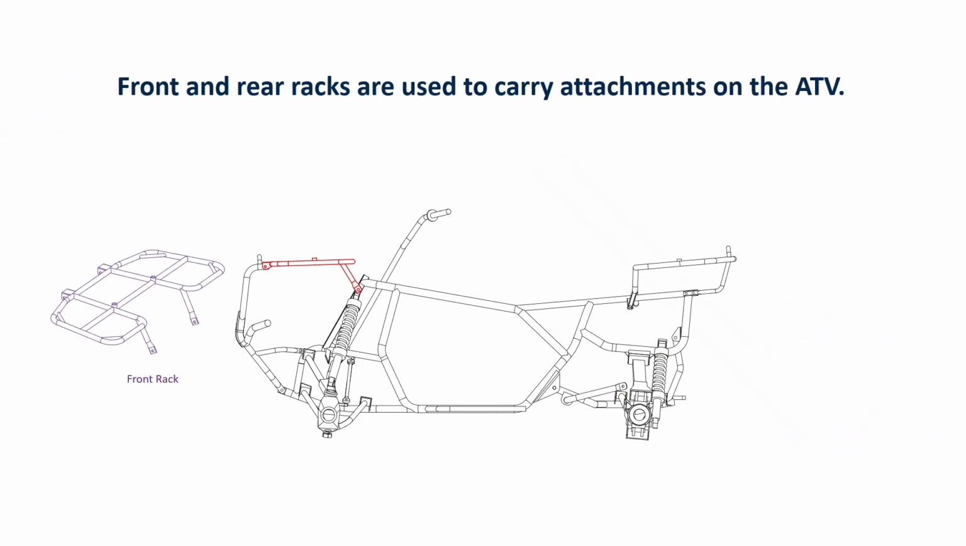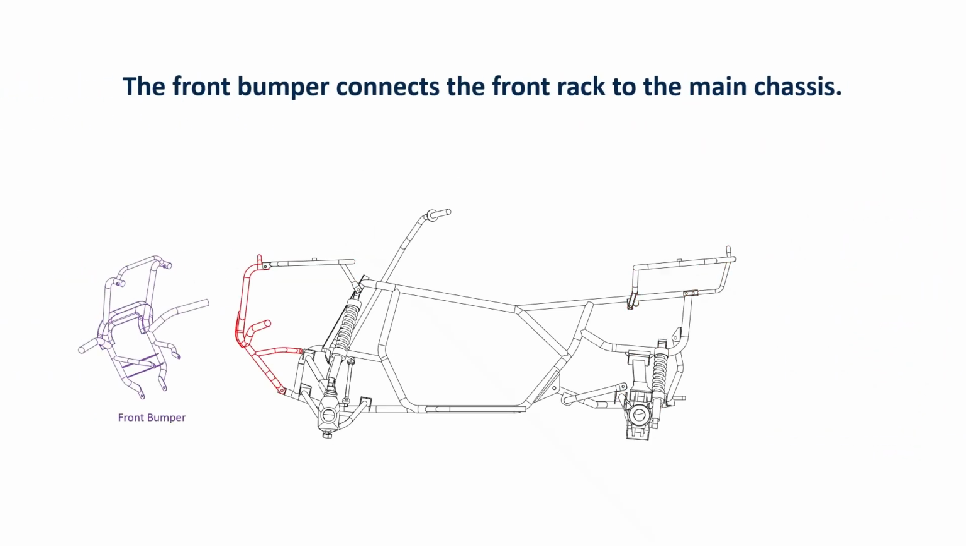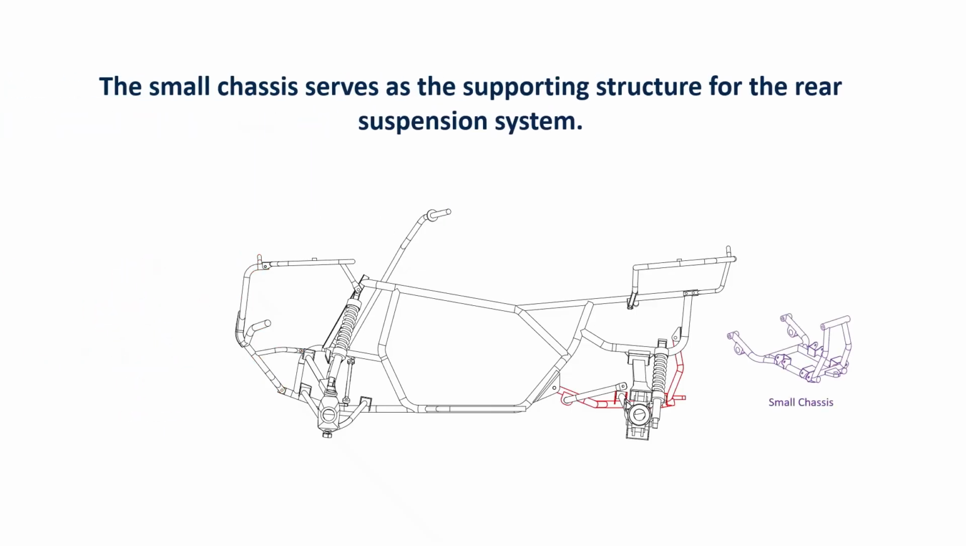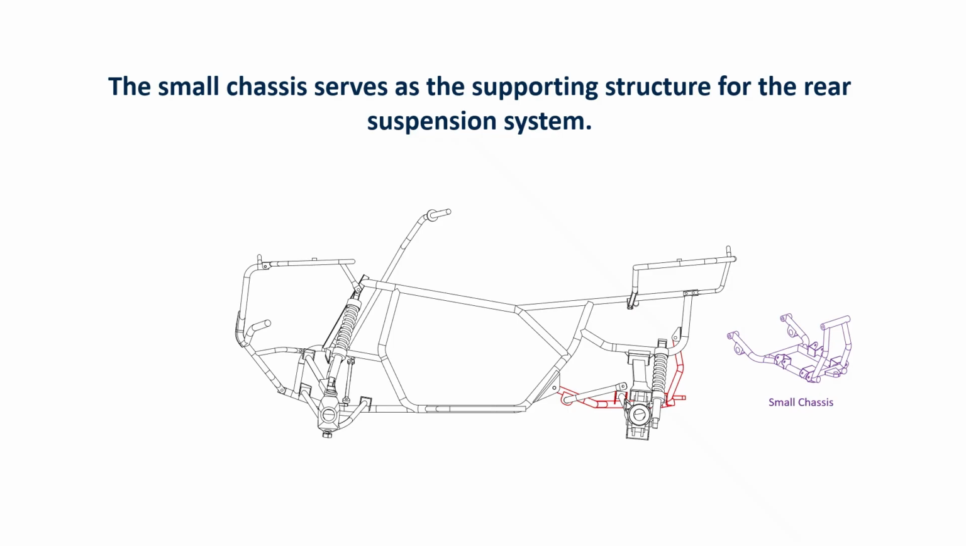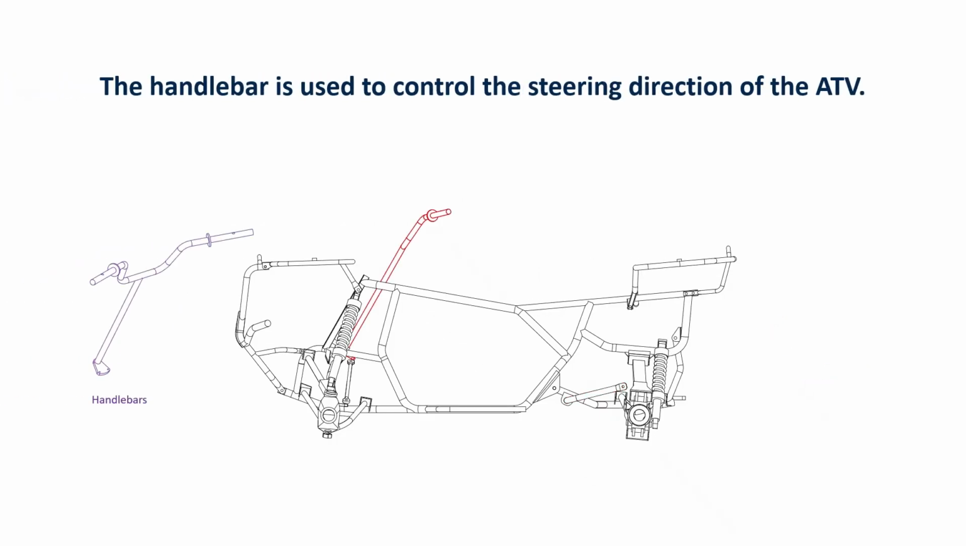In addition, front and rear racks are used to carry attachments on the ATV, while the front bumper connects the front rack to the main chassis. Furthermore, the small chassis serves as the supporting structure for the rear suspension system, and the anti-roll bar reduces body roll and improves lateral stability. Moreover, the handlebar is used to control the steering direction of the ATV.